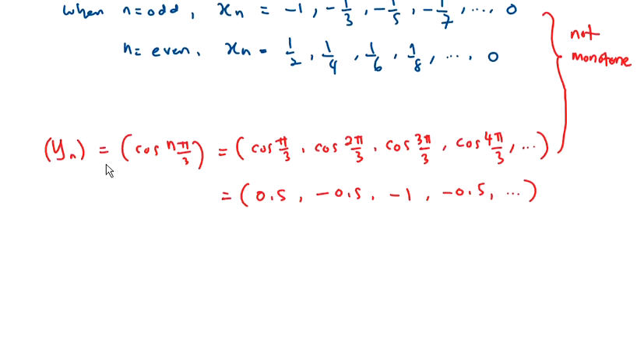Okay, same goes with y sub n. y sub n is given by cos of n pi over 3. If we expand the sequence, we get the first term 0.5. So 0.5 is greater than minus 0.5, and minus 0.5 is also greater than the next. So from the first, second, third terms we see it is decreasing, but minus 1 is less than minus 0.5, so it increases again here. Because of that, it is not monotone.